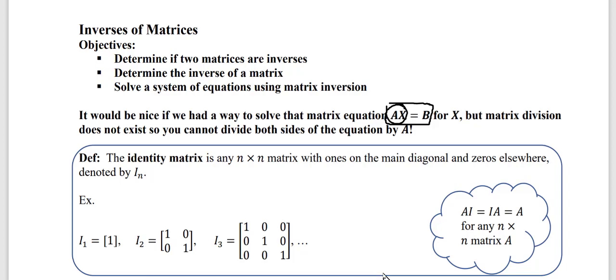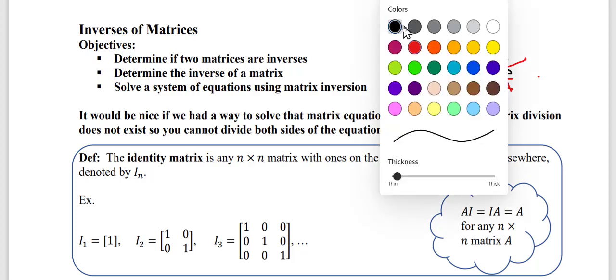What we would like to be able to do, if these were not matrices but were just numbers, is just divide both sides by A, right? But matrix division does not exist. And so if matrix division does not exist, we can't do that for matrices. Let's work through how we do deal with this.